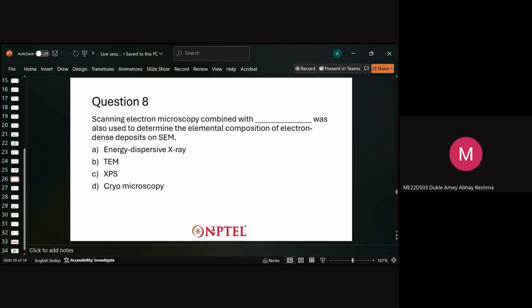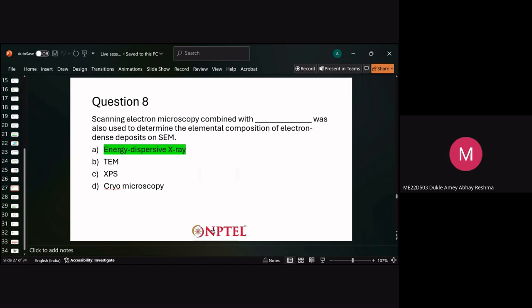So, question number 8. SEM, that is scanning electron microscopy, is combined with dash, was also used to determine the elemental composition of electron-dense deposits on SEM. The options are EDS, that is energy dispersive X-ray, TEM, XPS, and cryomicroscopy. So the answer is energy dispersive X-ray.